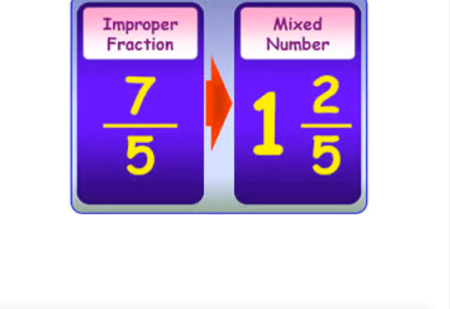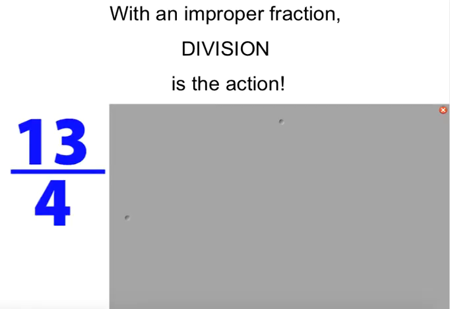All right, so now we have to do it the opposite way. Now, when we are provided with an improper fraction, right, we have to now change it to a mixed number. So with an improper fraction, division is the action. So here I have 13/4, which is an improper fraction greater than 1. So the numerator is always greater than the denominator.